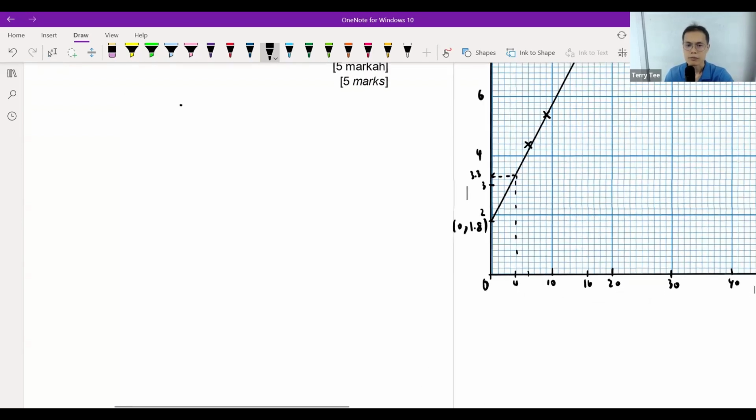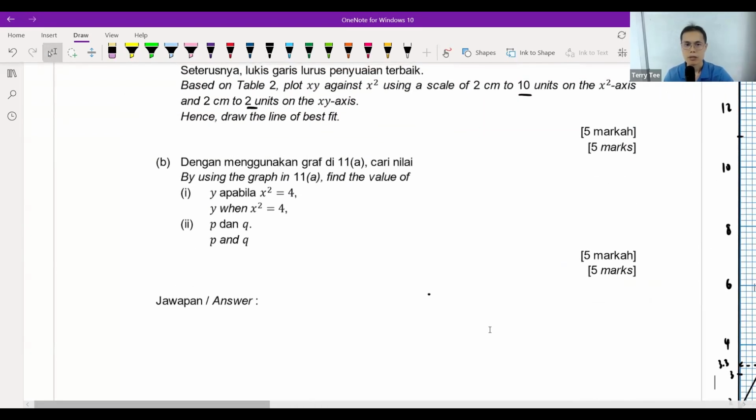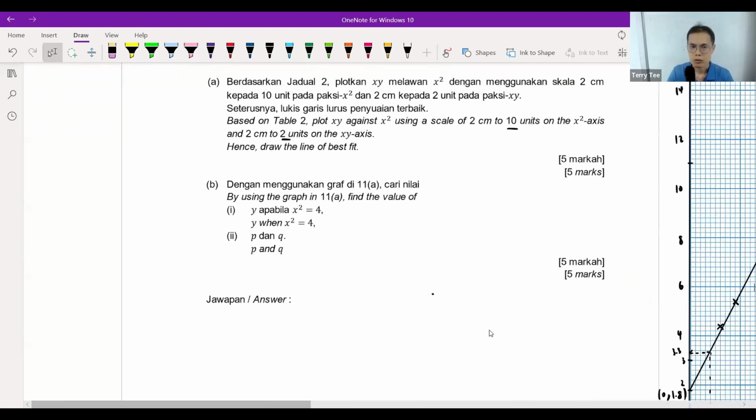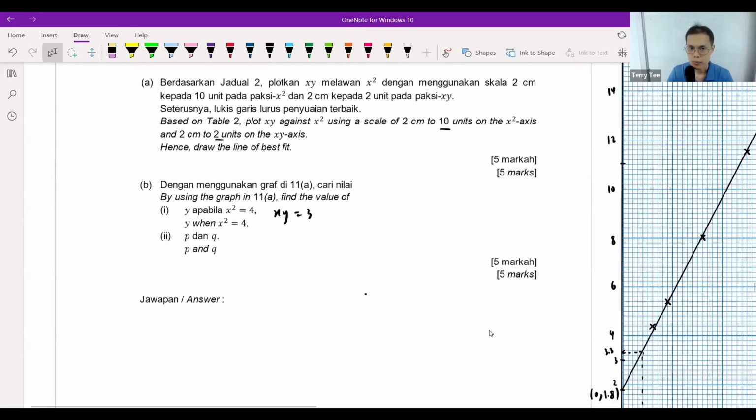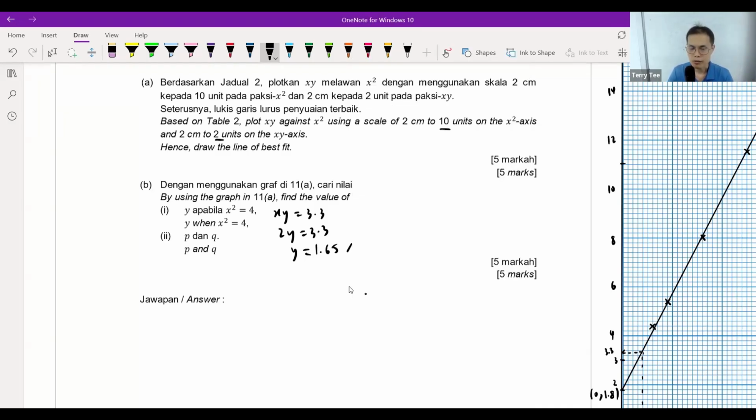So from the graph, go back to this one. From the graph, your xy equals 3.3. Since your x squared is 4, x is 2, so 2y is 3.3. My y is 3.3 divided by 2. I got 1.65. Now how do you find the values of P and Q?